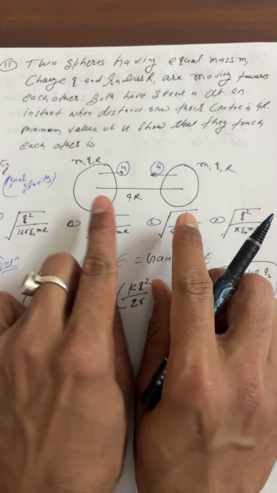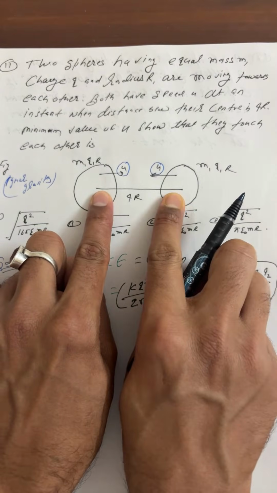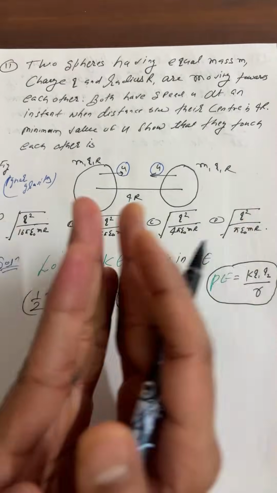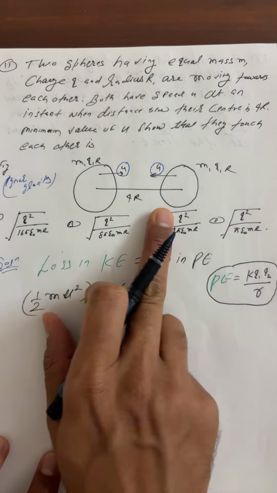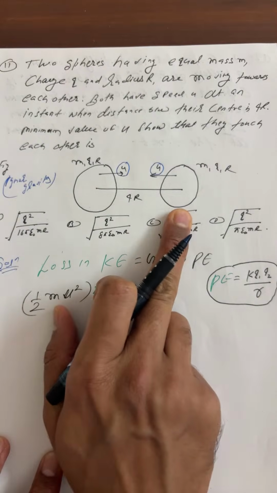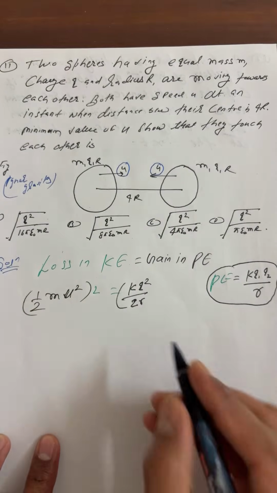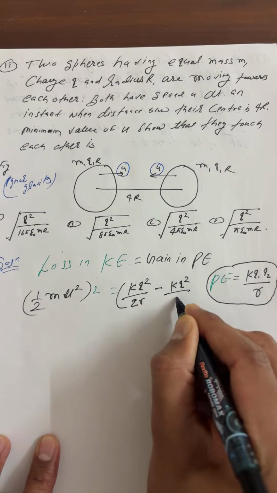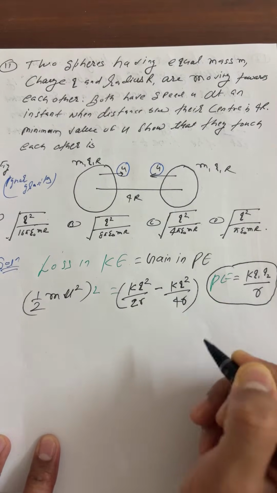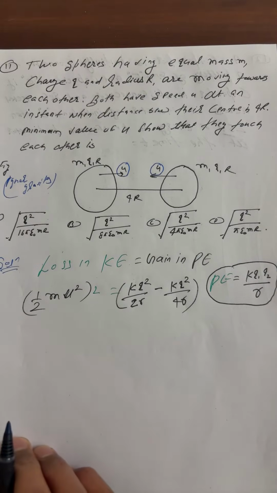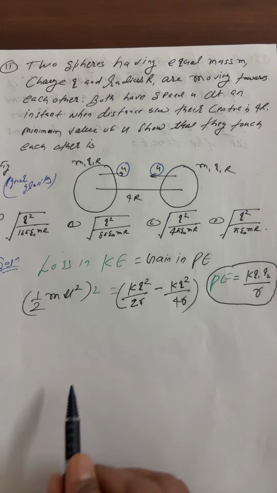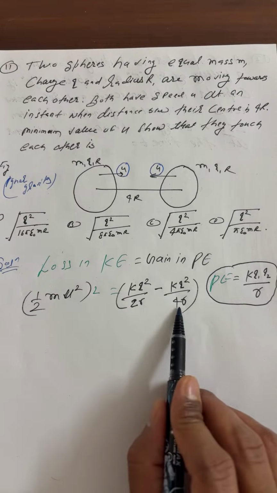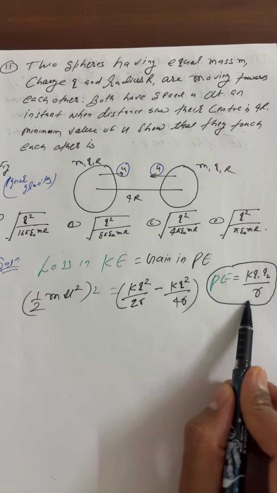What is the final radius? R of this and R of this, so finally 2R only. Initially, the distance between these two centers is 4R. So you can write over here minus KQ square by 4R. Yes, between two charges, this is the formula you can apply.